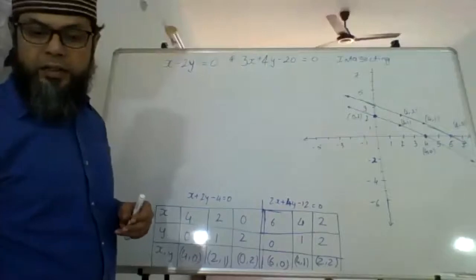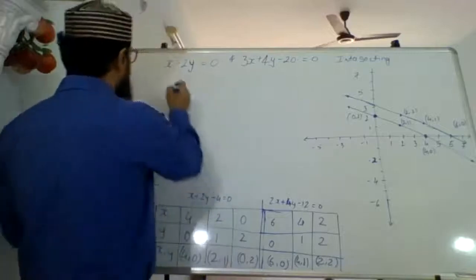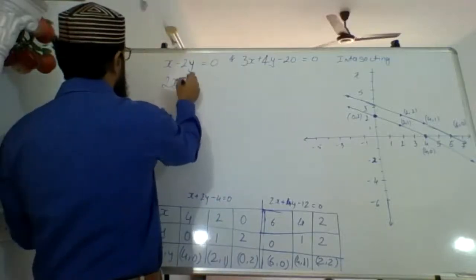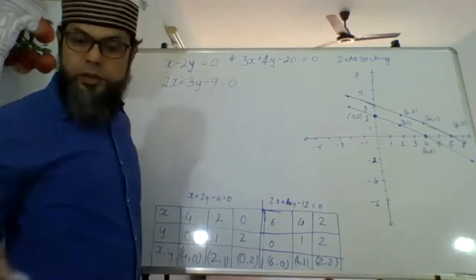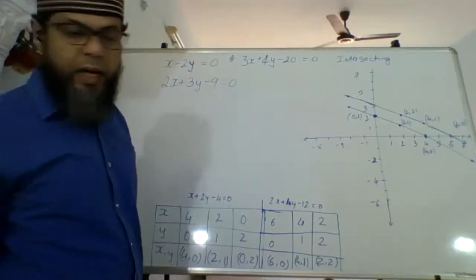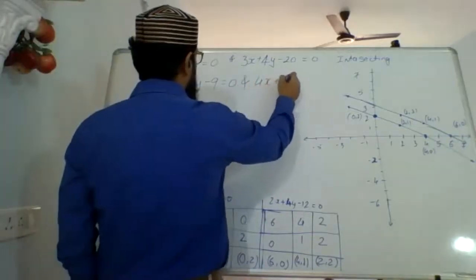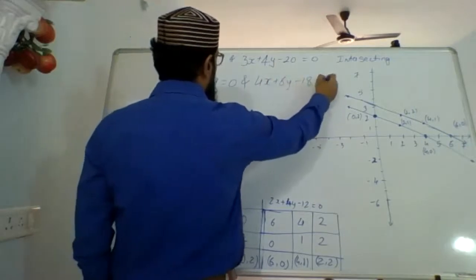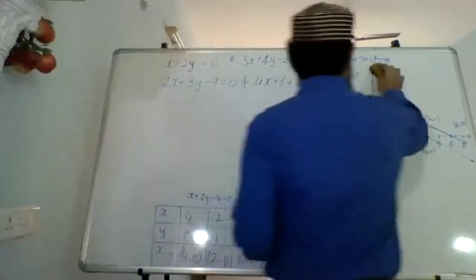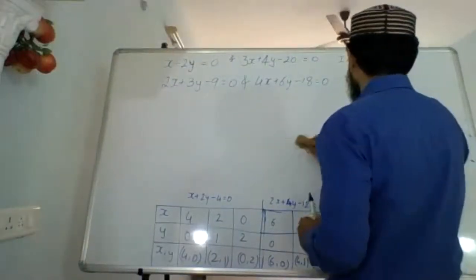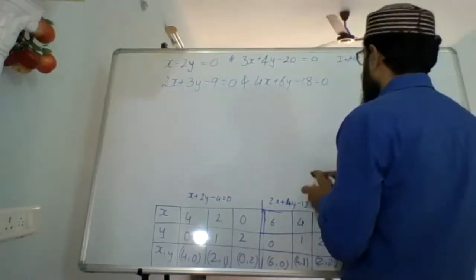Then we had the second pair, which we had seen: 2x plus 3y minus 9 equals 0, and 4x plus 6y minus 18 equals 0. Here, in the graph you had seen, the lines were coinciding.